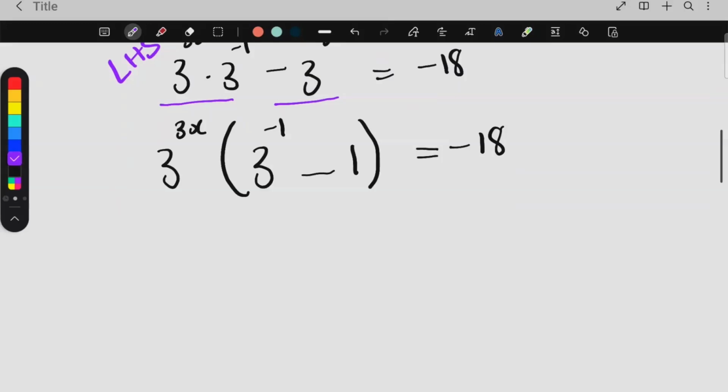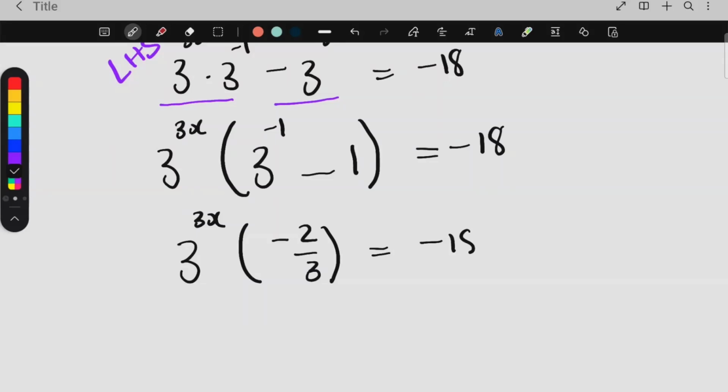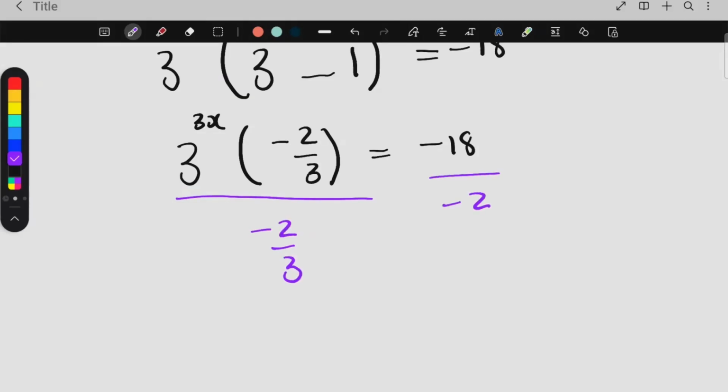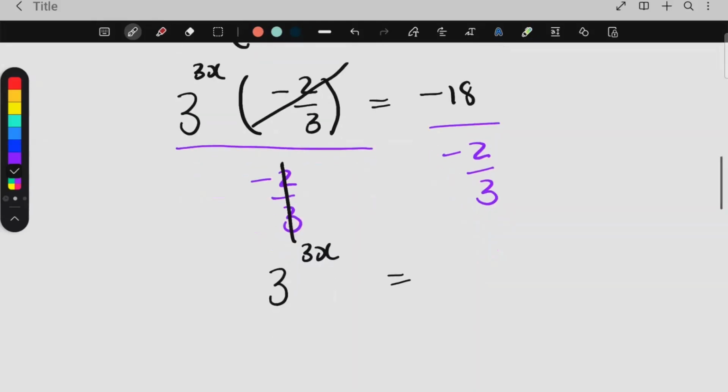So now I'm going to simplify what's inside the bracket. So 3 to the 3x, and in the bracket I get a negative 2 over 3. And this is equal to negative 18. And I want this by itself now. So I'm going to divide by negative 2 over 3. And what I do on the left, I do on the right. So I get this to be 3 to the 3x, because this and this will now cancel. And this over that gives me a 27.